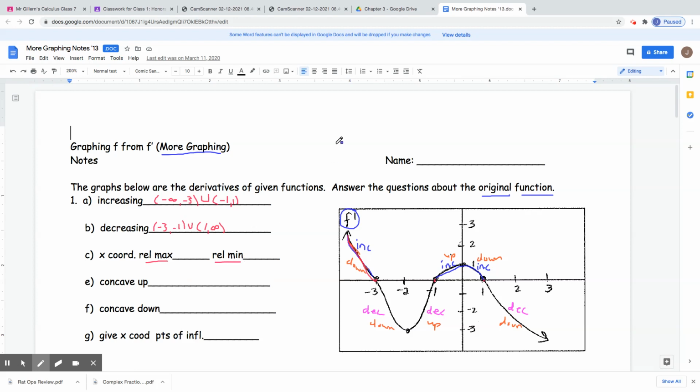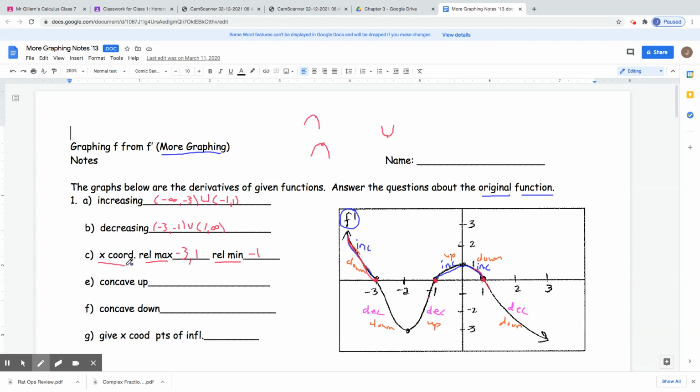All right, to figure out relative maxes and mins: maxes and mins are where it changes from increasing to decreasing or decreasing to increasing. Well, where does that happen? It happens where it crosses the x-axis. At negative 3, it goes from increasing to decreasing. Increasing to decreasing is a max. So at -3, we have a max. At -1, it goes from decreasing to increasing. That's going to be a min. And at 1, it goes from increasing to decreasing. Remember, increasing to decreasing is a max.